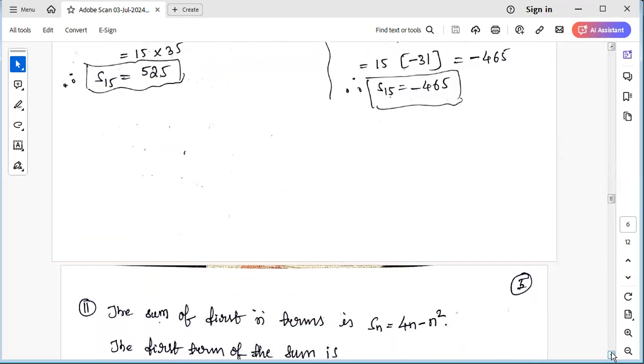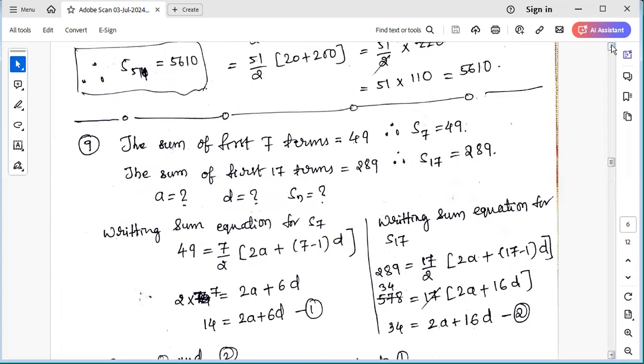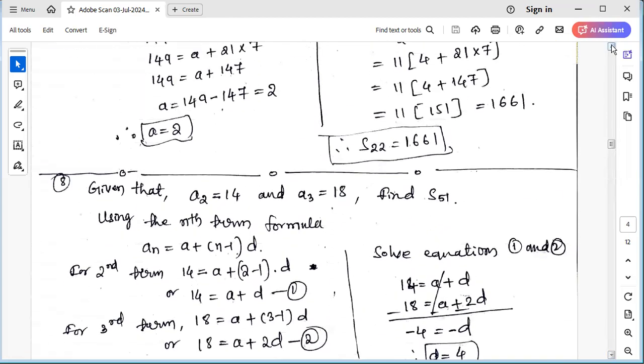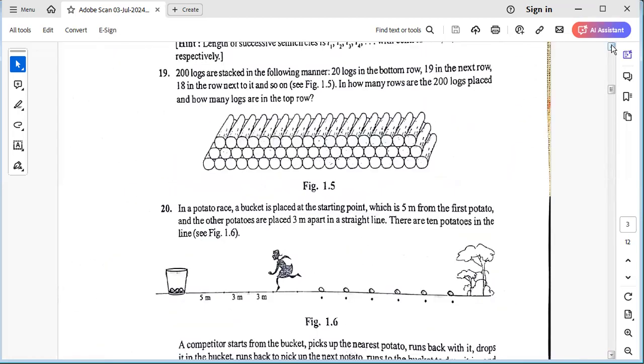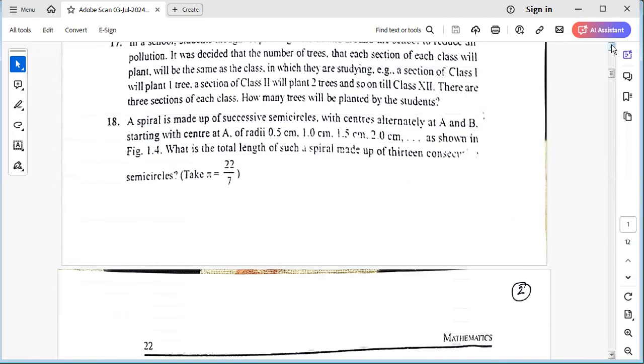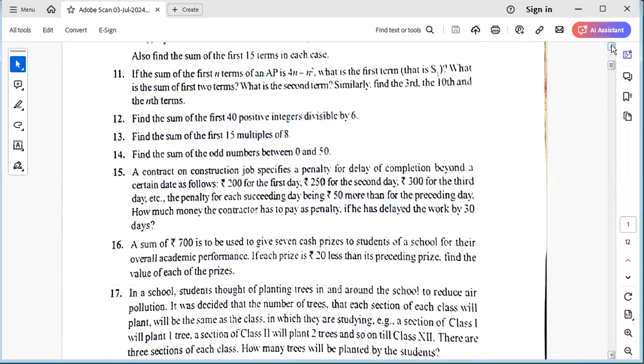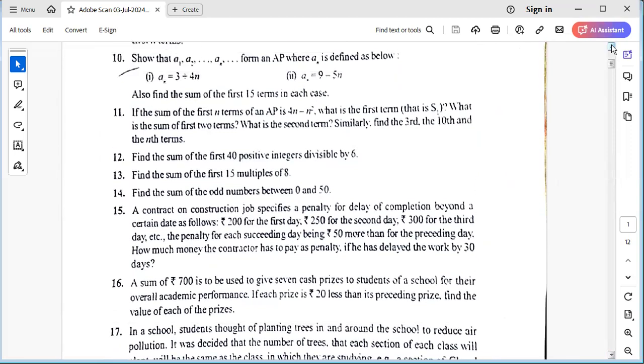Okay. So next is problem number 11. So first we have to practice these problems. In the next section, I will solve the remaining problems, that means the remaining 11 to 20 problems.